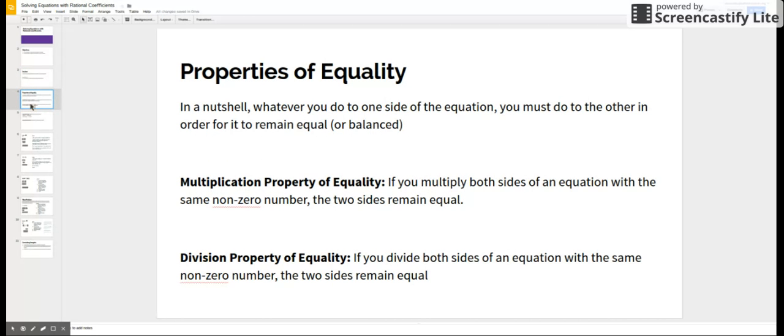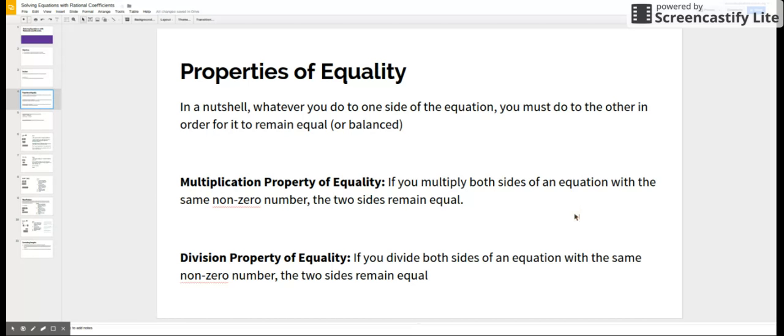Properties of equality. In a nutshell, whatever you do to one side of the equation, you have to do to the other side in order for it to remain equal or balanced. The multiplication property of equality is just if you multiply both sides of an equation by the same non-zero number, the two sides remain equal. So if you took an equation and multiplied both sides by 2, no matter what, both sides of the equation would still be equal.